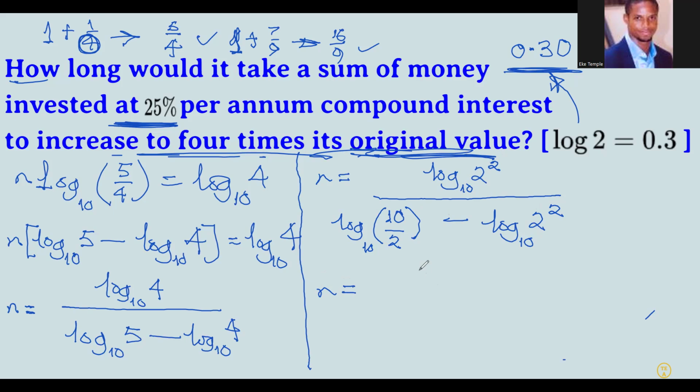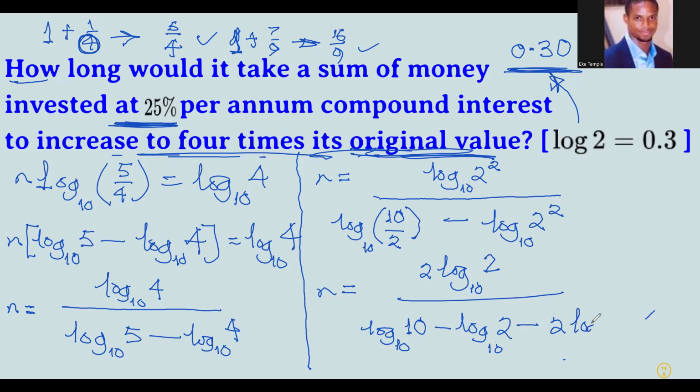Let's go. This is 2 log to base 10 of 2. Let's go. Log to base 10 of 10. Now, minus log to base 10 of 2. And now, finally, minus 2 to the front of the log, you have 2 log to base 10 of 2. Beautiful. This is a new phase. Let's create more space.